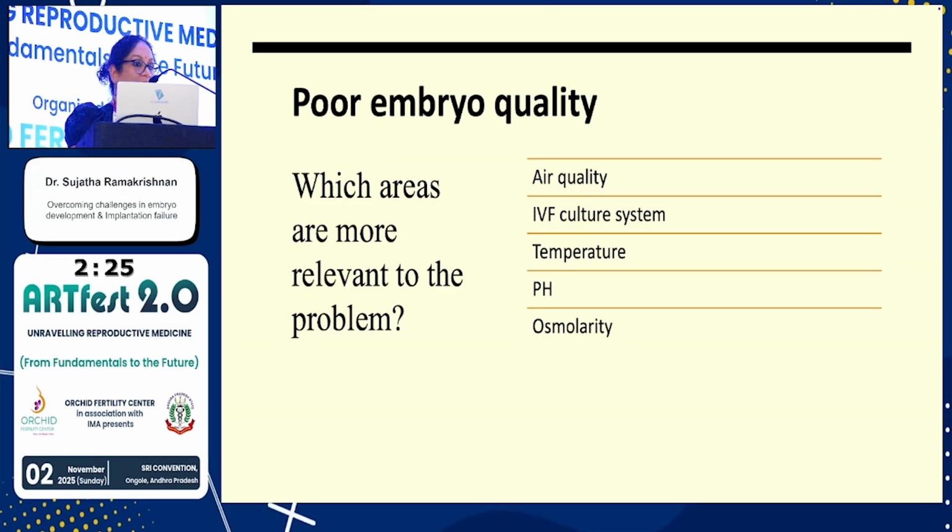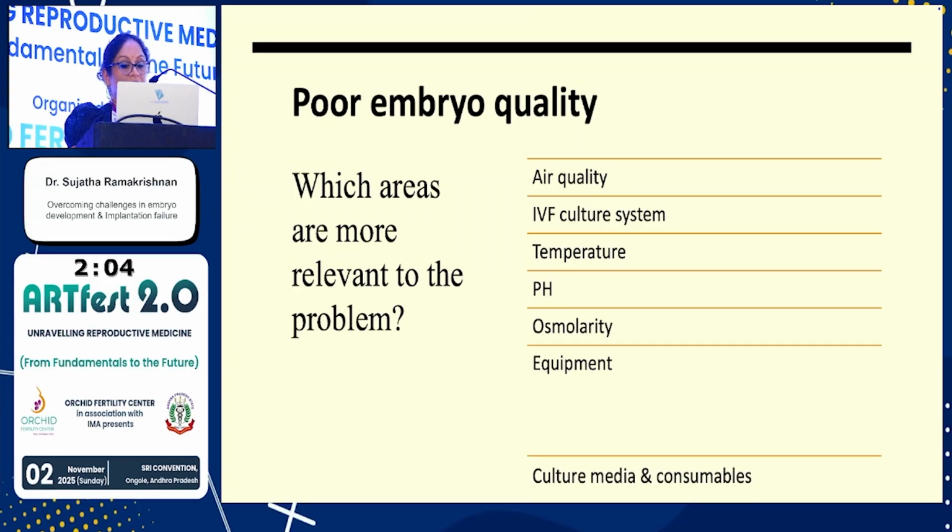There has to be a temperature meter in the lab where you have to do it diligently every morning. You also have to measure pH. Osmolarity you cannot measure, but do not do things which can compromise osmolarity. All your equipment has to be serviced, and the service reports have to be filed properly so that the culture conditions are not compromised.